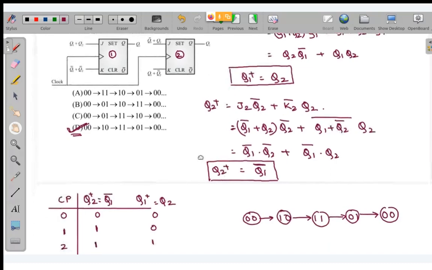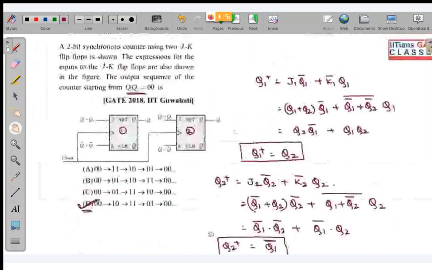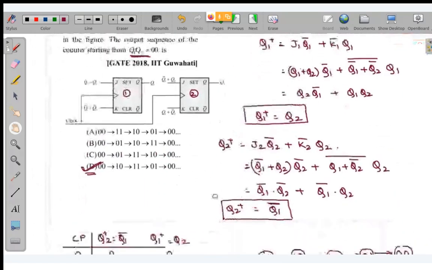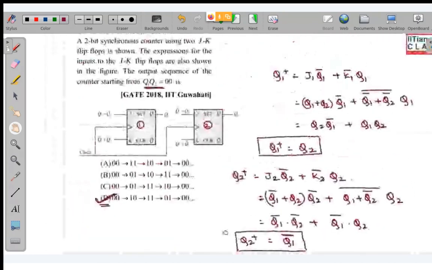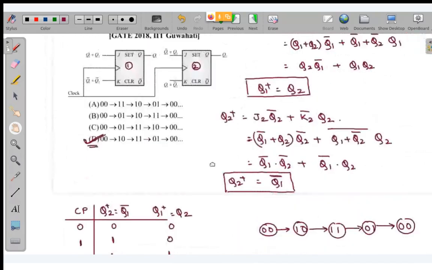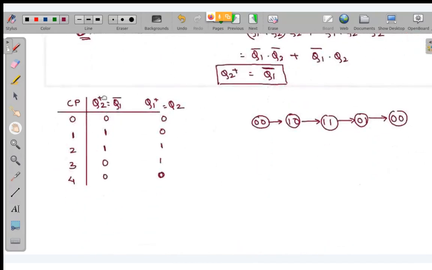This Q1 is MSB, no? Oh, you said Q1, Q2. Okay, okay. Sorry, sorry. So I have written Q2, Q1. So fine then. So then it will be what? 0 0. Next will be 0 1. Next will be 1 1. Next will be 1 0. Then it will be 0 0.